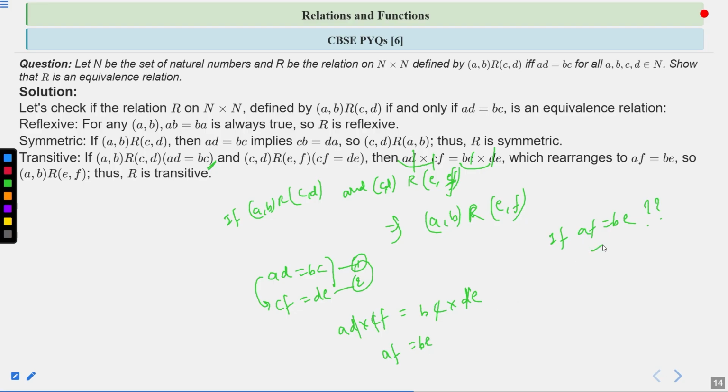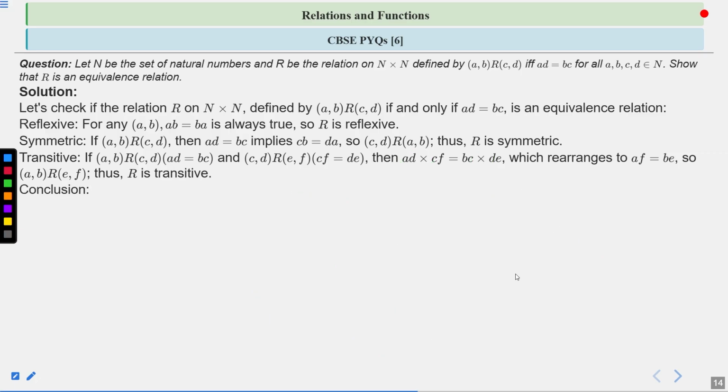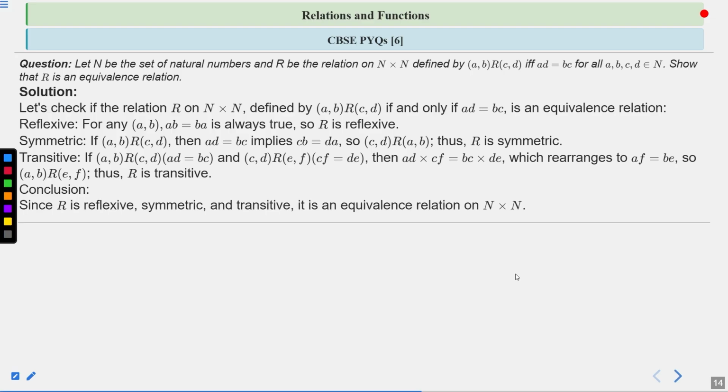That's what we needed, right? We needed AF is equal to BE. So we can say that AB must be related to EF. Thus we can say that R is transitive also. So further conclusion, we can say that R is reflexive, symmetric and transitive. Therefore, R is an equivalence relation on N cross N, right? Got it?